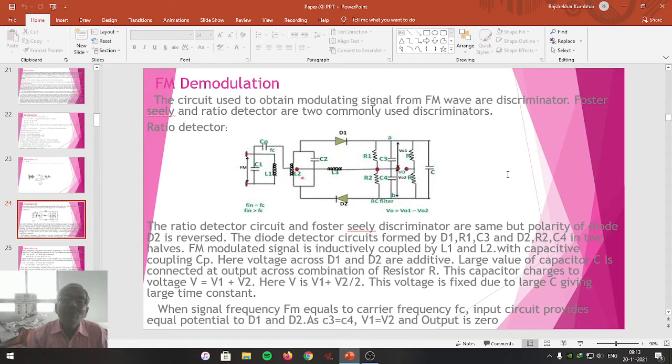But do remember that one can use two types of FM demodulation techniques, namely the ratio detector and the Foster-Seeley type of FM detector. The FM demodulation process is also called a discriminator. That means the demodulation circuitries used for frequency demodulation are commonly referred to as discriminators.